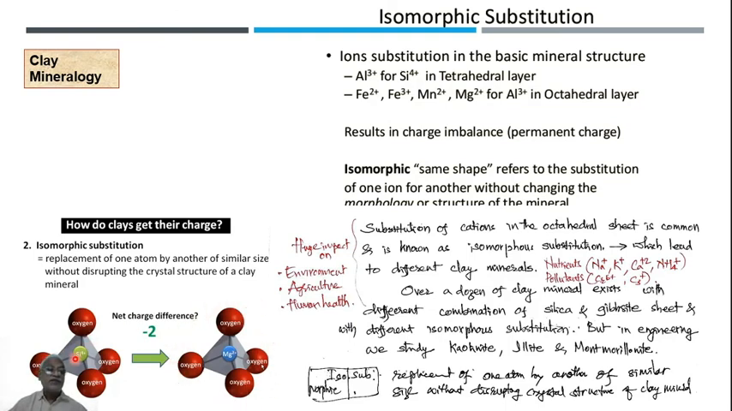Such kind of substitution is known as isomorphic substitution. So replacement of one atom by another of similar size, without disrupting the crystal structure of the clay mineral, is known as isomorphic substitution. Here also it refers to the substitution of one ion for another ion without changing the morphology or structure of the mineral. Okay.